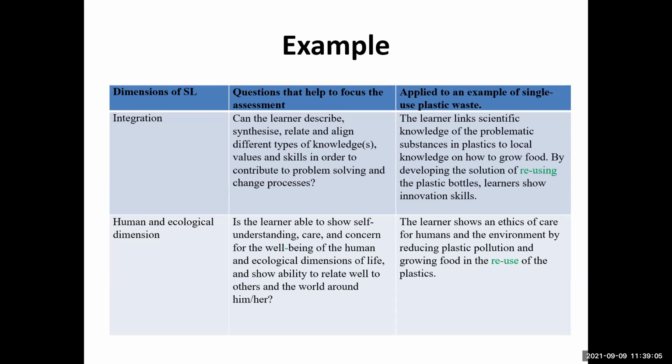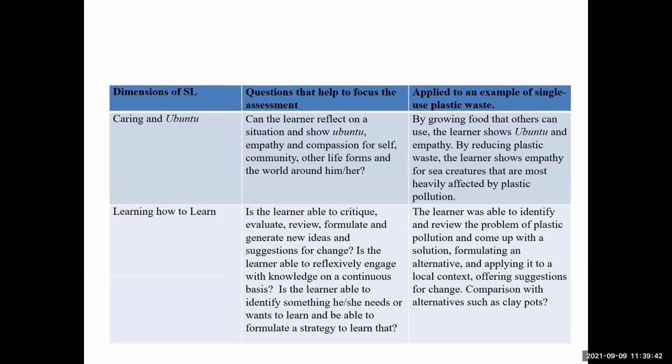The human ecological dimension is where the learner shows an ethics of care for humans and the environment by reducing plastic pollution. And also the thinking that, I can actually provide food to the family, to their poor family, by growing in plastic. So they would harvest, whether it was spinach or whatever, a few harvests once in a while. That contributes. By growing food that others can use, the learner shows Ubuntu and empathy. And by reducing plastic waste, the learner is showing empathy to non-human life. And that is an ethics of care.